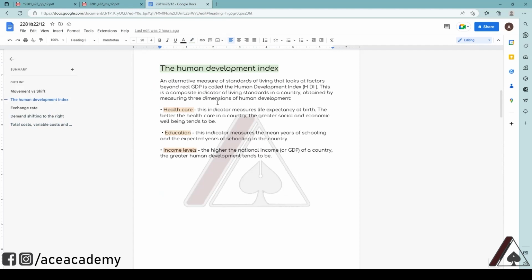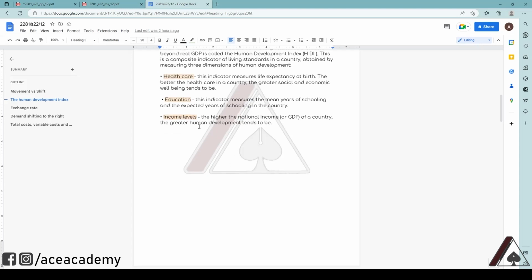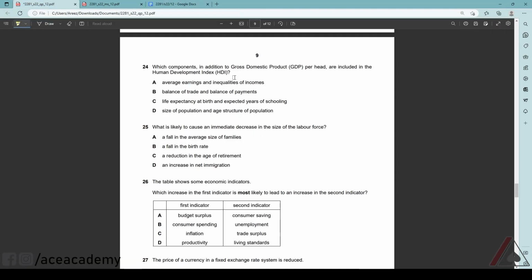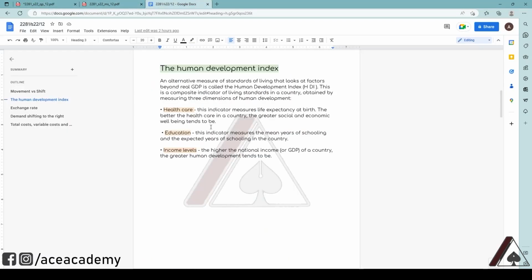The Human Development Index is just an alternative measure of living standards, and this is measured through 3 different sectors. All right, so there's healthcare, there's education, and there's the income level. The income level is what the GDP of a country is. So the other 2, and this is what's mentioned in the stimulus over here, in addition to the gross domestic product or GDP per head, are healthcare and education, and this is something that a lot of students often get confused on. All right.